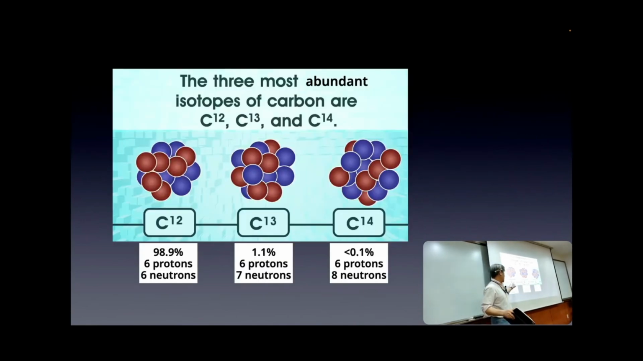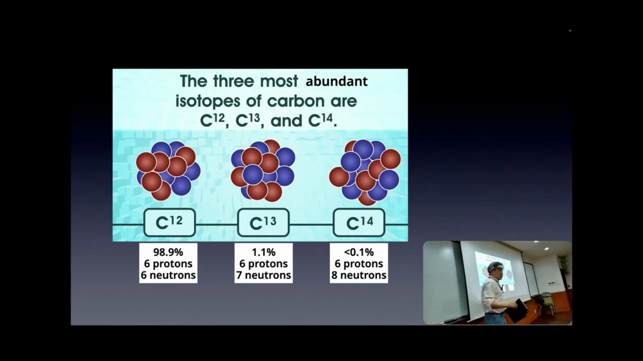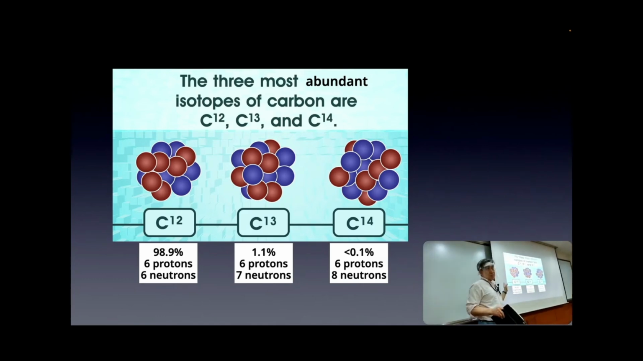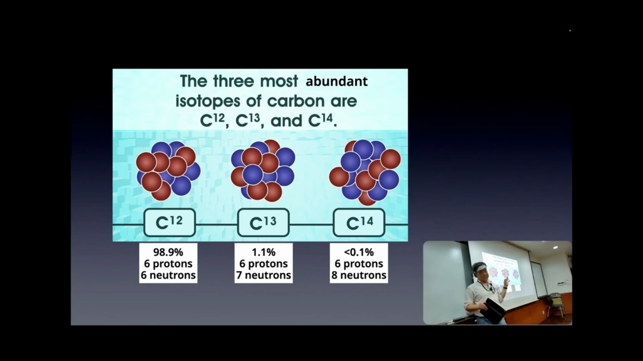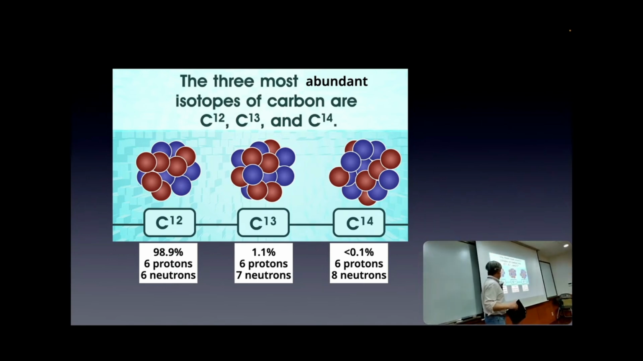Let me give you an example. C12, 13, 14. Three major different isotopes of carbon. Here C12 means this number indicates the weight. This carbon 12 is the most common isotope existing on Earth, 98.9% of all carbons are actually this particular C12 isotope. And 12 means its weight, which comes from having 6 protons and 6 neutrons. So it becomes 12, the mass.